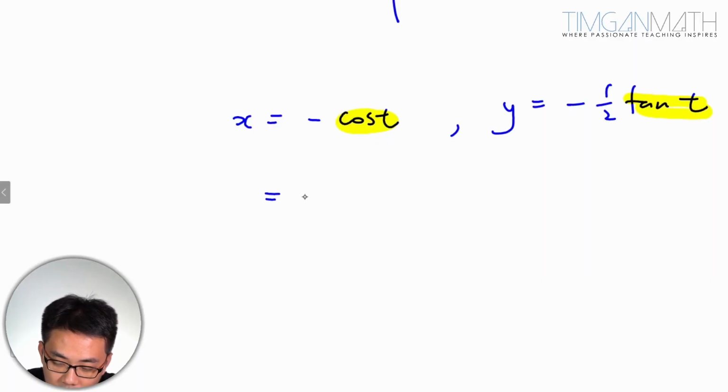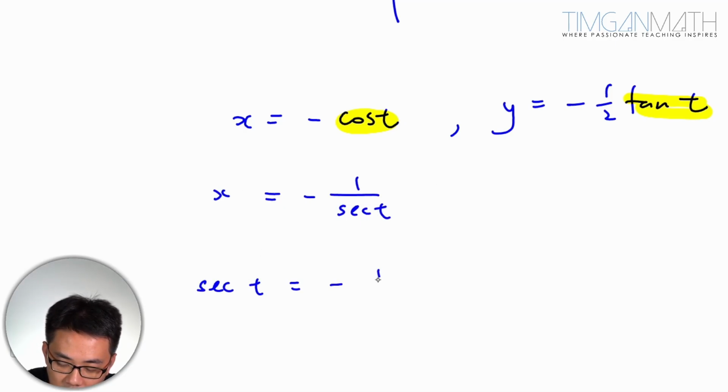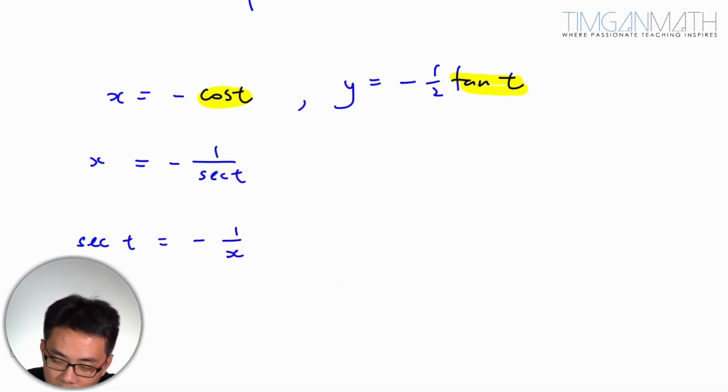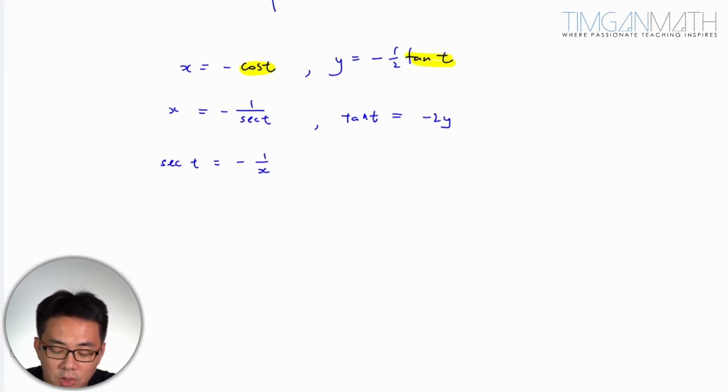So really x, let me just do 1 over secant t. Tangent and secant are very closely related, so secant t is equal to minus 1 over x. Then tangent t is equal to negative 2y. Why do I need this? Actually, there are many ways you can do it.